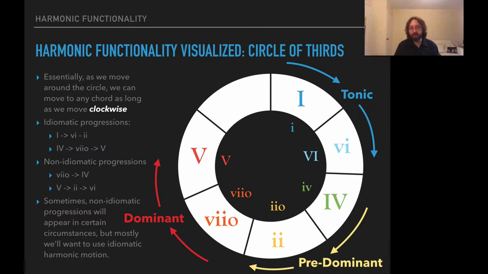Essentially, as we move around the circle, we can move to any chord we want as long as we move clockwise. So we could jump around. We could jump from 1 to 6. That's just a move of one space. And then we could jump to 2. And that would be fine. I bet you want to hear 5 next. And then back to 1. We could also move 4 to 7 to 5. And I bet you want to hear 1 there.